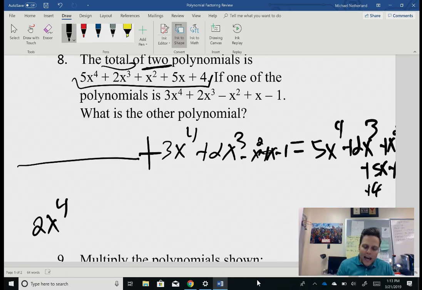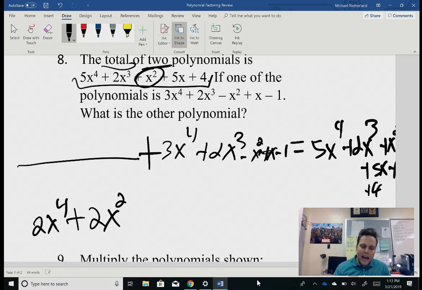What would I have to add to negative x squared to get a positive x squared? In case you can't read that, the positive x squared is just coming from right there. Okay? Well, what would I have to add to negative x squared to get positive x squared? Well, hopefully you're like, well, I would need something to bump me up to 0 and then something to bump me up to 1. So that would be plus 2x squared.